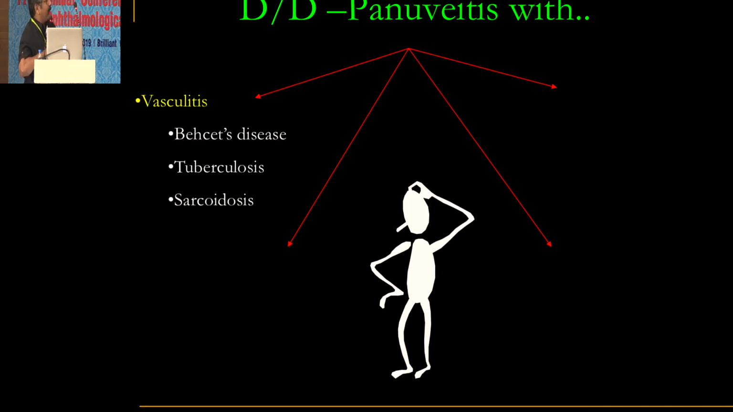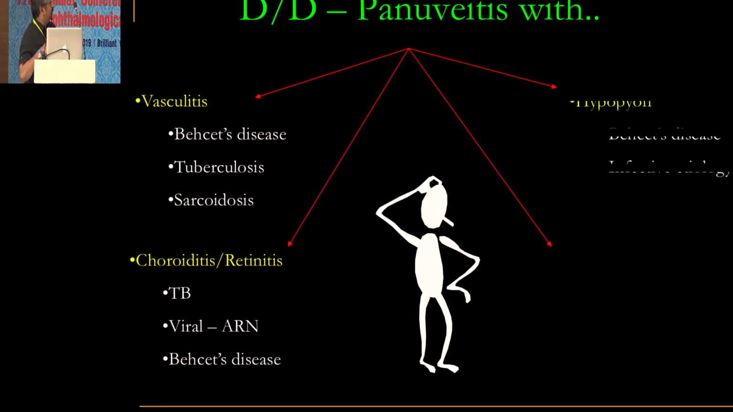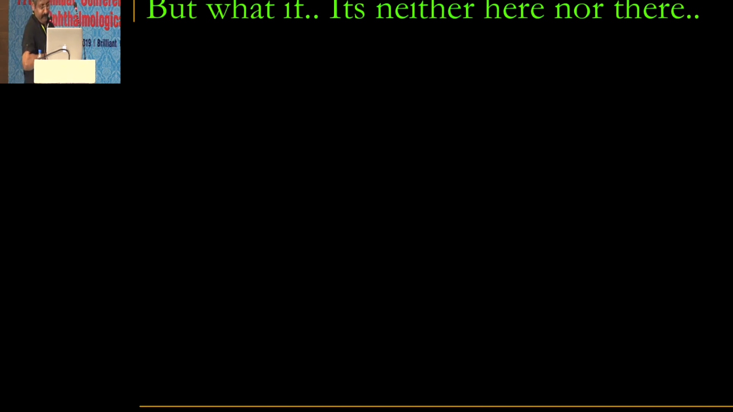So if you have a panuveitis with vasculitis, think of Behçet's or tuberculosis. If you have a panuveitis with choroiditis or retinitis, then you think of viral or ERN. If you have a panuveitis with hypopyon, infective or Behçet's. If you have a panuveitis with exudative RD, then it's VKH or sympathetic ophthalmia.